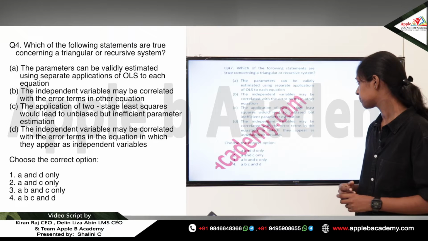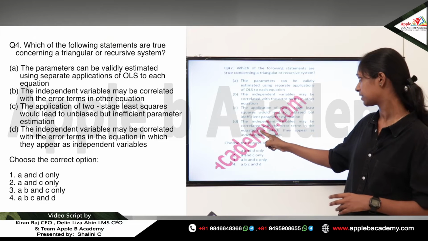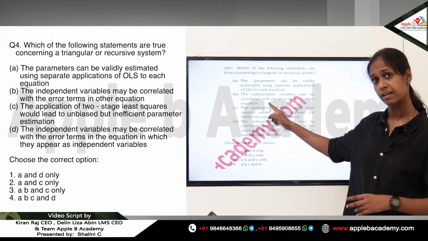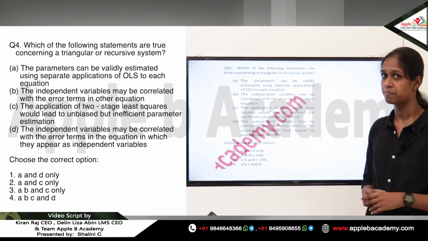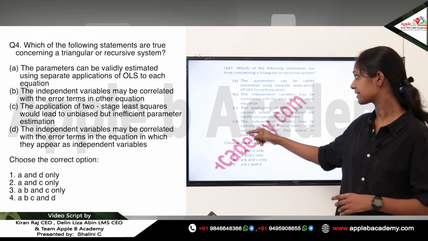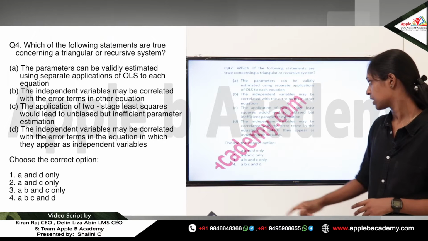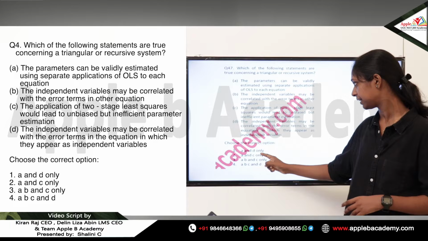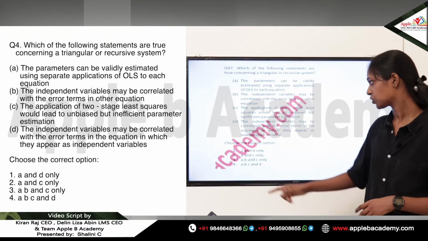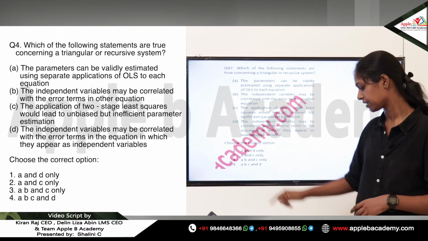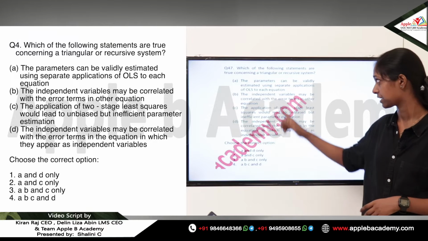What's the fourth one? The independent variables may be correlated with the error terms of the equation. That much is as repetitive as the second option, in which they appear to be independent variables. That part is not true. So we cancel out D. A, B and C are correct statements. So choose the correct option: A and D, A and C, A, B and C, A, B, C and D. So we cannot choose D. So A, B and C only. Option 3 is the correct answer.